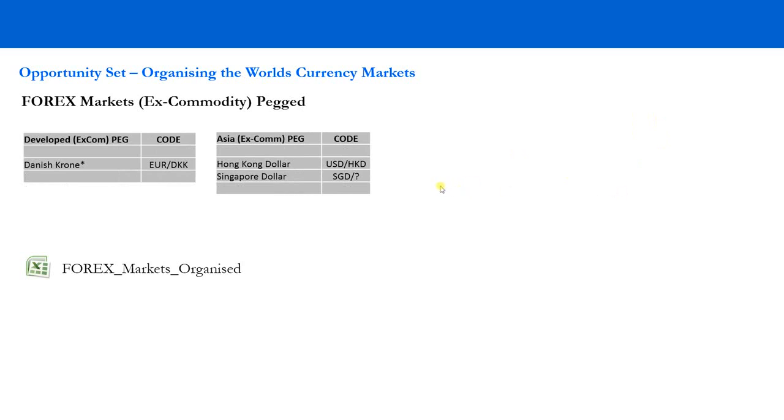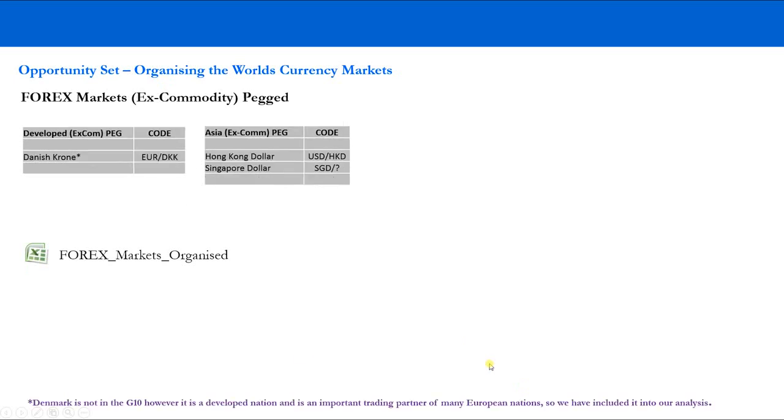The next definition is the ex-commodity pegged regimes. So we have Denmark in here. Denmark's not in the G10, but it's a developed nation and is an important trading partner of many European nations. So we've included it in the analysis. So developed ex-commodity pegged, the Danish kroner, which is pegged to the euro. We also have Asia ex-commodity pegged, and we have in Asia the Hong Kong dollar, which is pegged to the US dollar, and the Sing dollar, which is pegged to a basket of currencies that are not made public in terms of the weightings and the exact sizes of those weightings relative to their trading partners.